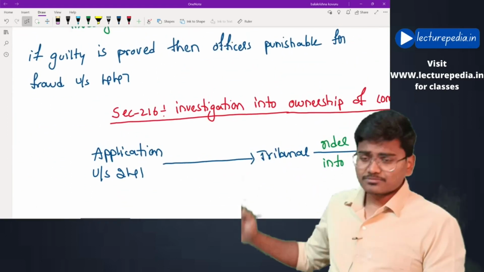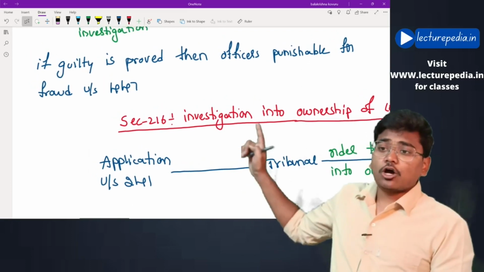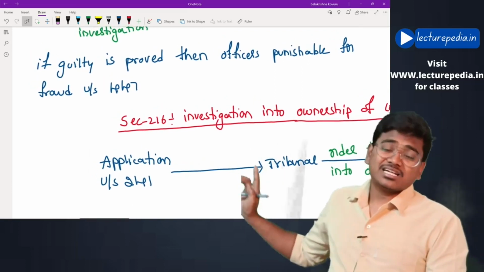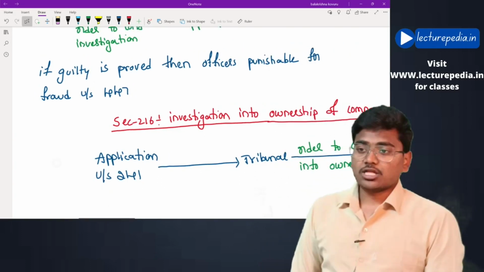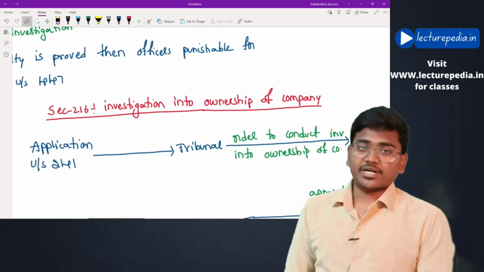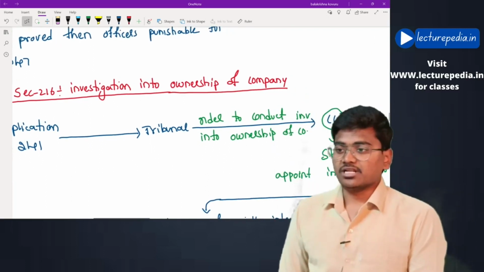Next, if guilt is proved, then officers are punishable for fraud under section 447. If the guilt is proved against the officers of the company, then they will be punishable under section 447 for the fraud.